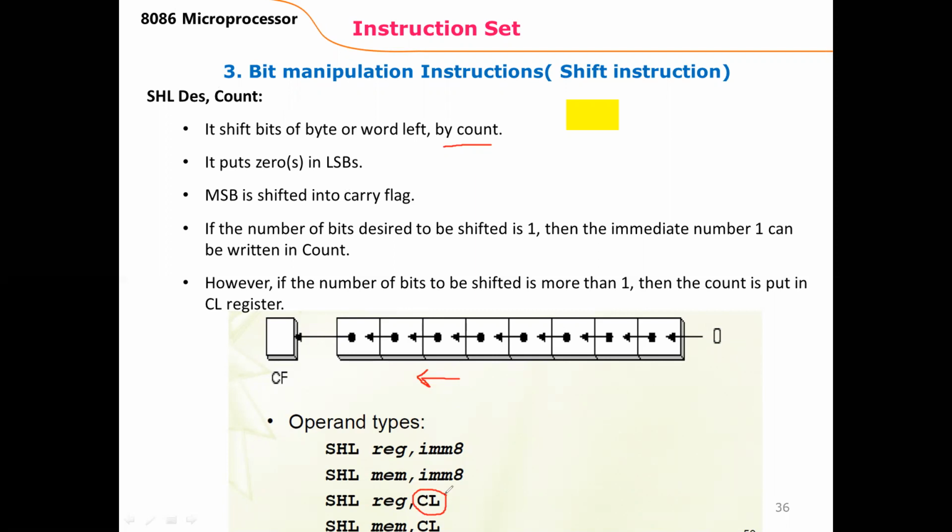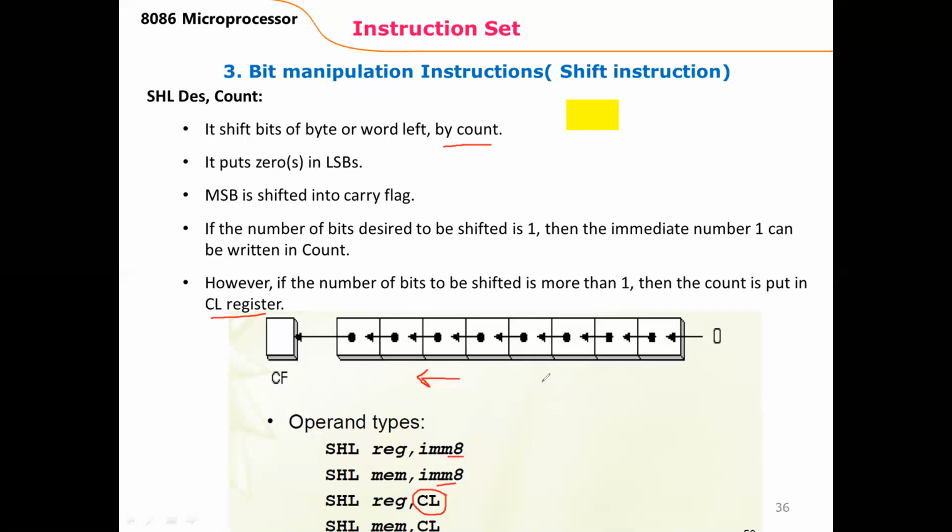Then we need to save 4 in the CL register before executing this instruction. So CL holds the count of the number. Either we should write CL, or we can write 1 here. This is showing an immediate 8-bit number, which means here we need to write 01.